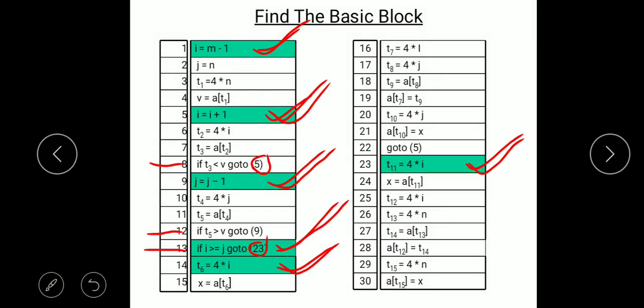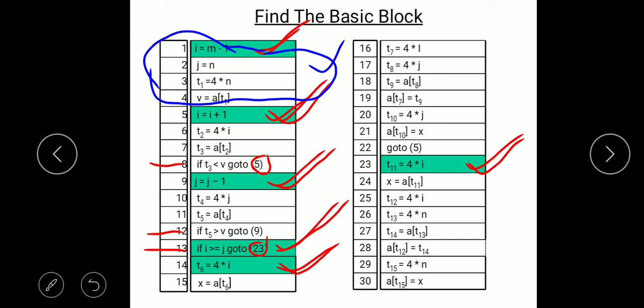It means the first basic block will contain this one. This would be the first basic block. Why? It contains a leader statement, statement number 1, and all statements just before the next leader statement. And this is basic block number 1.